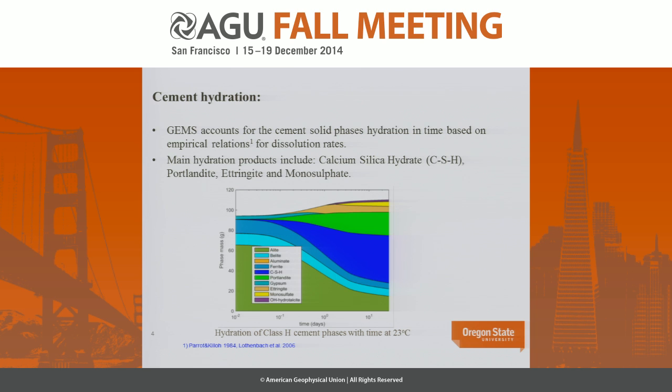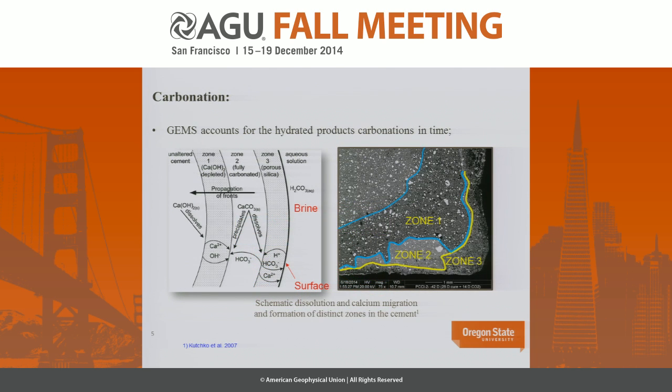The second responsibility of GEMS is the carbonation, which is occurring simultaneously with hydration. On the left figure, we see a cylindrical sample which is put in the brine, and part of its cross section is shown near the brine, and this is the surface of the sample. After some time, we see three clear carbonation zones.